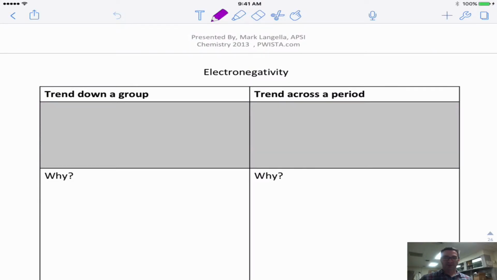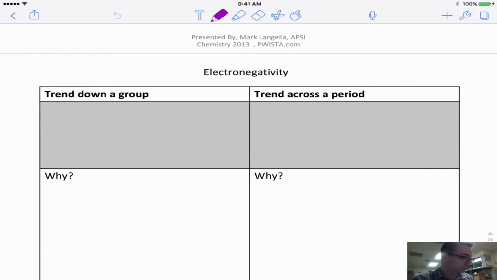Alright, welcome everybody. So today I'm going to talk to you about electronegativity, some properties of the elements, and then some of the reactions. So electronegativity is going to have the same trend that you're going to find when you actually do ionization energy.